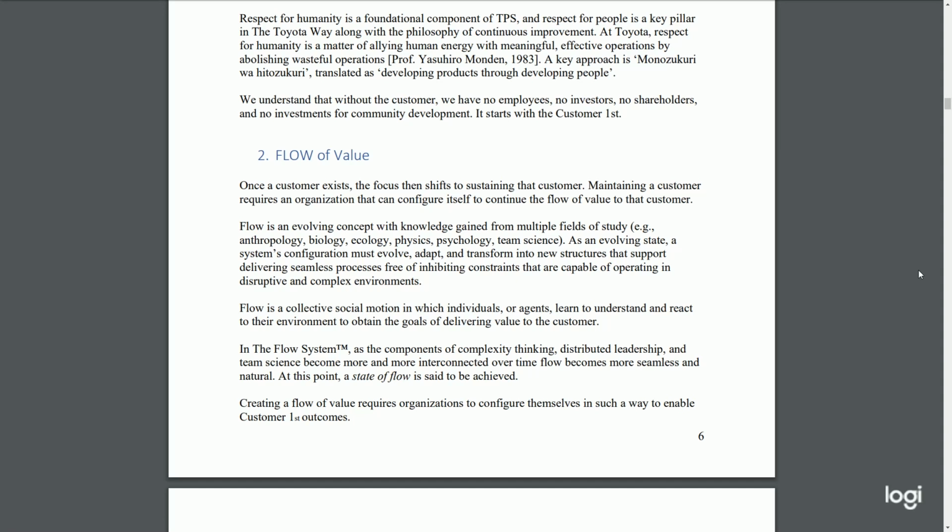Flow is a collective social motion in which individuals, or agents, learn to understand and react to their environment to obtain the goals of delivering value to the customer. In the flow system, as the components of complexity thinking, distributed leadership, and team science become more and more interconnected, over time flow becomes more seamless and natural. At this point, a state of flow is said to be achieved. Creating a flow of value requires organizations to configure themselves in such a way to enable customer-first outcomes.